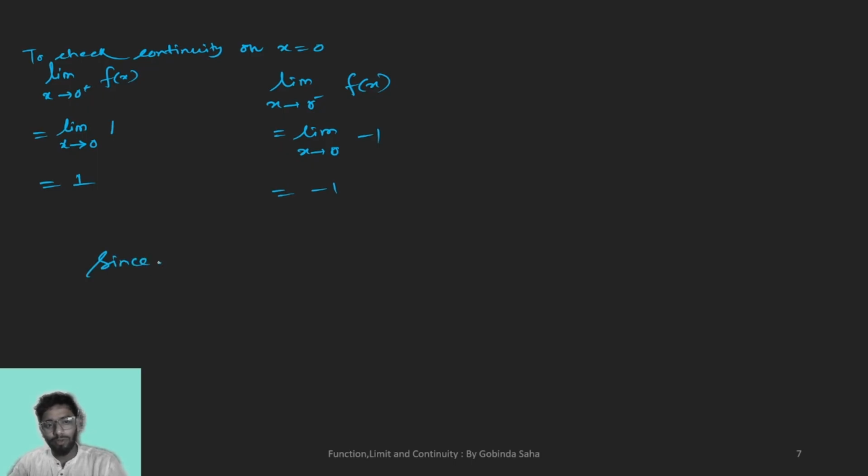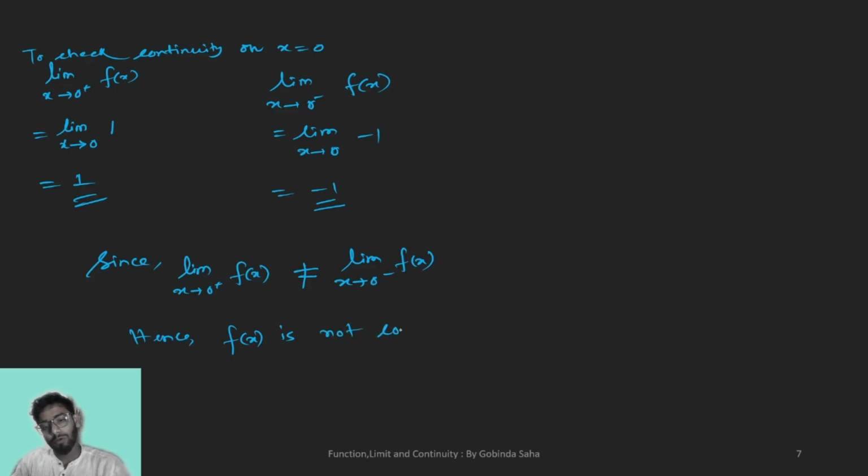So clearly these two values are not equal. We know the function is said to be continuous if the left hand limit, right hand limit, and the functional value at x equals 0 are all equal. Since the limit as x tends to 0 plus of f(x) is not equal to the limit as x tends to 0 minus of f(x), hence f(x) is not continuous at x equals 0. Proved.